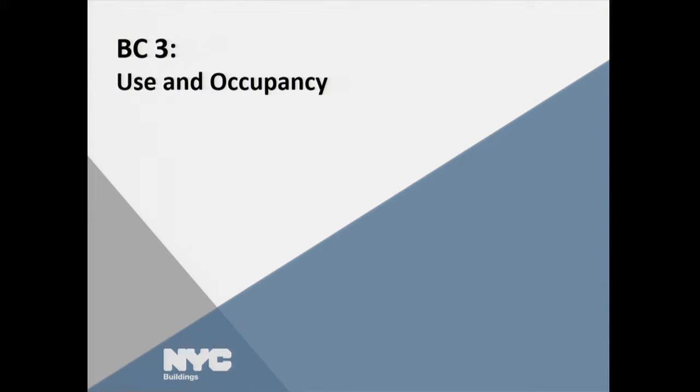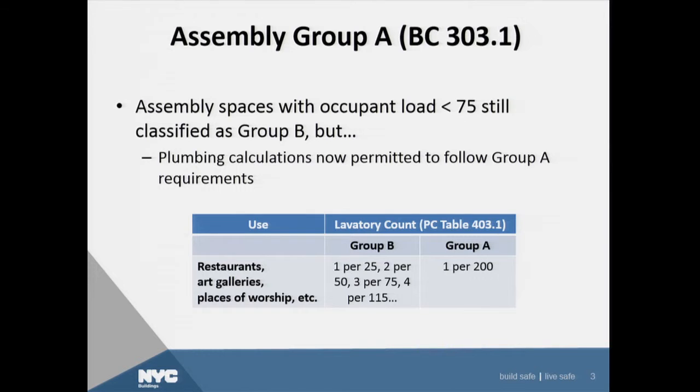Okay, use and occupancy. It has pretty much been the same in the 2014 code as it was in the 2008 code. There are a couple of key changes. The first one is actually a very nice change in assembly spaces. As you know, in the 2008 code, if it was less than 75 people, but it was still classified as an assembly space, we would have to classify it as an occupancy group B, a business. However, confusion arose as to, well, what do I do exactly with the fixtures at that time? So we clarified that in the new code.